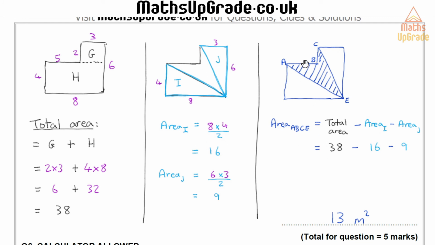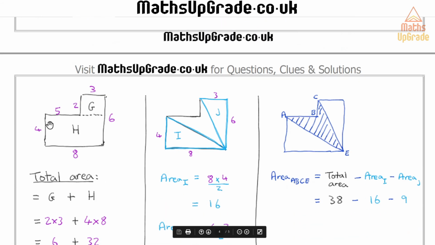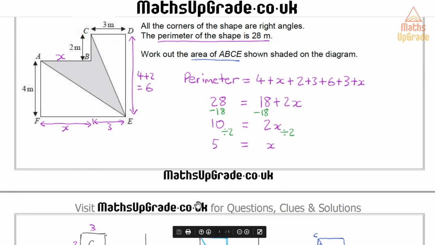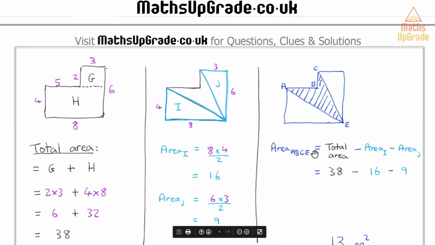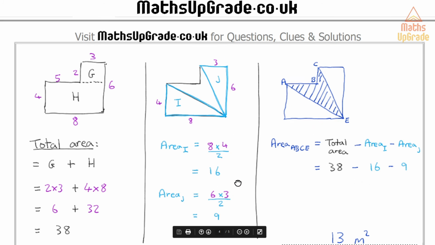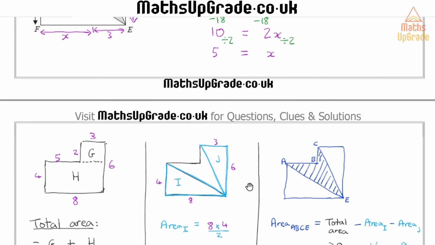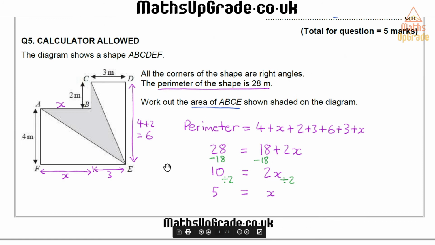So to find the shaded area of this shape, I'm now going to do the area of this whole compound shape, subtract the two triangles. So that gives me 38, take away the 16, take away the 9, that leaves me with 13, and the units are meters squared because everything here was in meters.